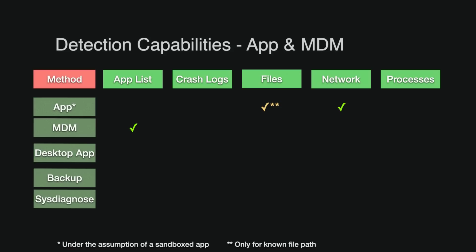Obviously, you can do a lot on the network side. You can monitor domains, you can run a local VPN and get the full IP traffic, but that's it. With a modern MDM running on the device, you're able to get a list of the applications which are installed. So this is great for detecting Hermit, but also that's it.